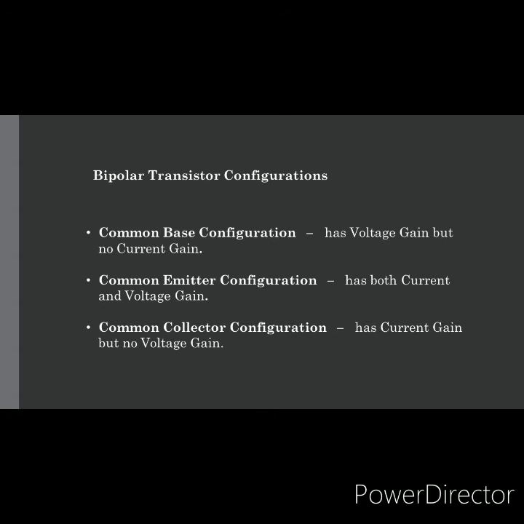There are three types of bipolar transistor configurations. First is the common base configuration. It has a voltage gain but no current gain. Second is the common emitter configuration. Has both current and voltage gain. And lastly, the common collector configuration. Has current gain but no voltage gain.